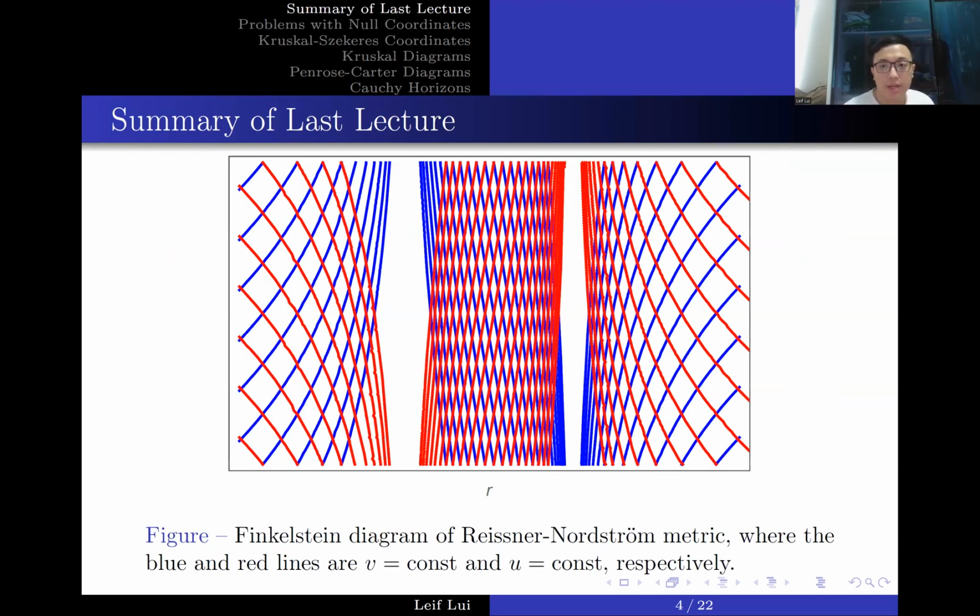And we drew a diagram that looks something like this. This is the Finkelstein diagram plotting both u and v equals constant, and we can see the structure of the light cones. Basically, if we follow the light cones from one way, we see ingoing light cones, and if we follow from the other way, we see outgoing light cones. And if you're not familiar with this, go back to the lecture before, and this will be a little bit more clear to you.